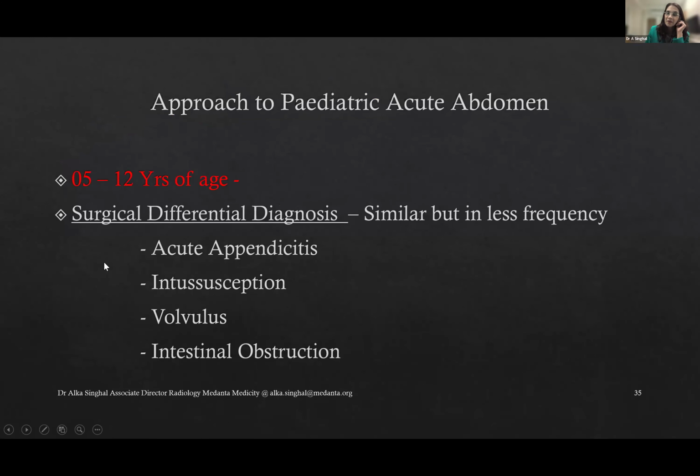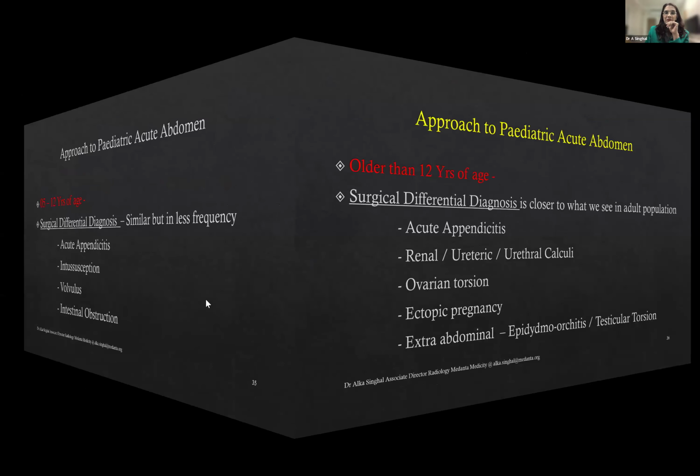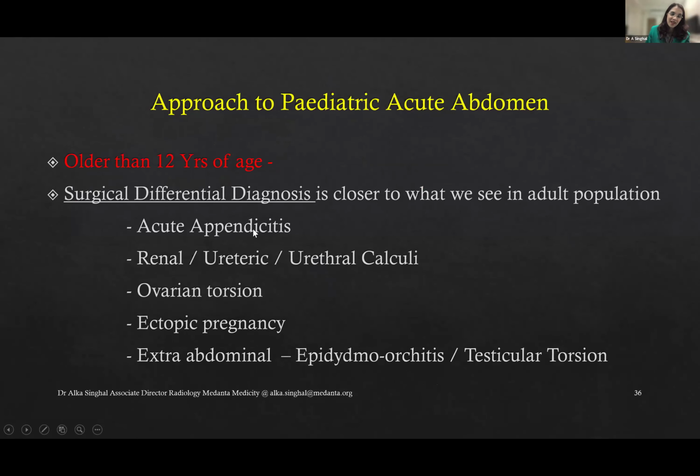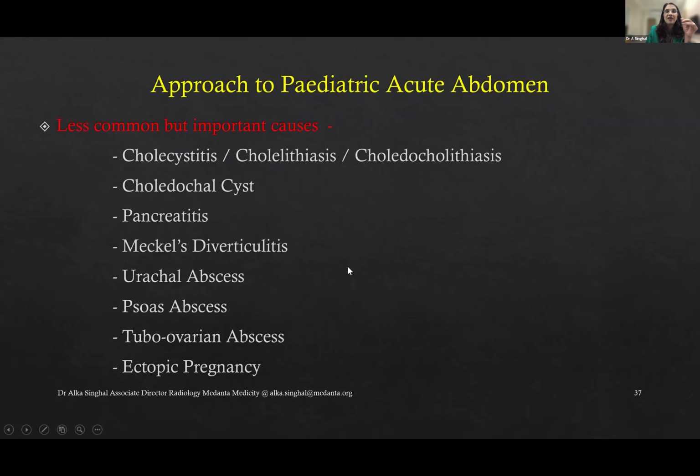Coming to the pediatric acute abdomen in the 5 to 12 years age group, you have acute appendicitis, intussusception, volvulus, and intestinal obstruction. Now, older than 12, we almost reach the adult age group. So, of course, all the others, renal, ureteric, torsion, ectopic, and extra-abdominal causes come into the picture. And of course, always remember cholecystitis, cholelithiasis, pancreatitis, Meckel's diverticulitis, abscesses, and ectopic.